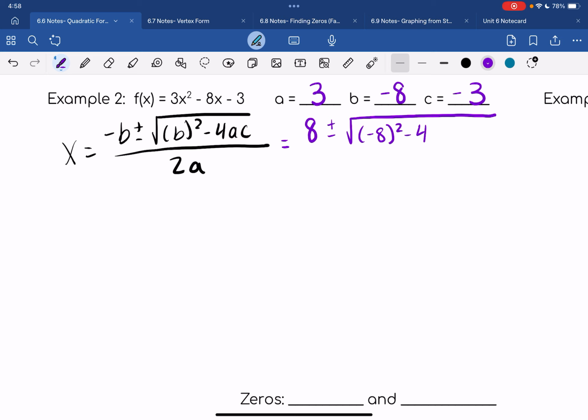Okay, -4 times my a value is 3, times my c value is -3. So that's b squared minus 4ac underneath my square root, all over 2a on the bottom of my fraction, so it's going to be 2 times 3. Okay. So now I'm going to do all of the math underneath the square root. So I'll do that -8 squared minus 4 times 3 times -3.